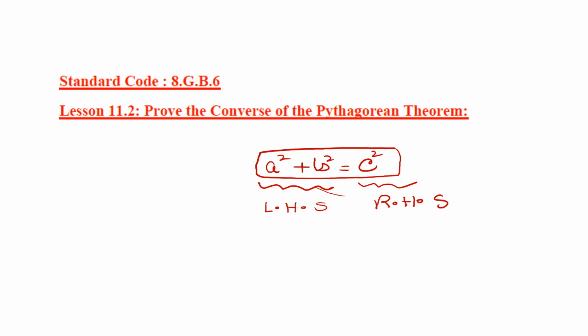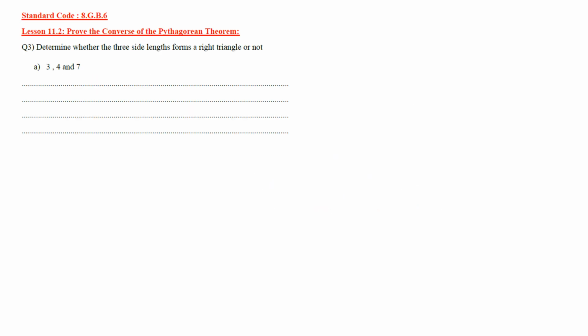Okay, what do I mean by that? Understand this concept by solving a problem. Here is a question. Determine whether the three side lengths form a right triangle or they do not form a right triangle. So the three sides are given to us. I am writing over here so that you can see easily: 3, 4 and 7. Now take any two sides as A and B and the third side as C.